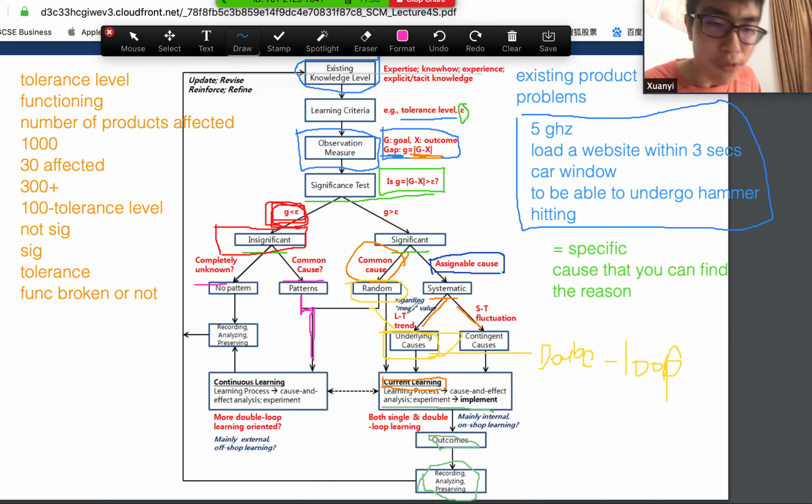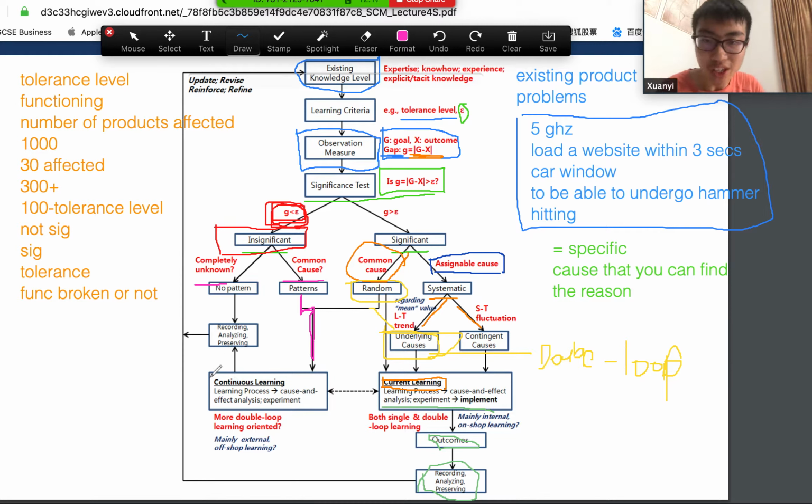So I discussed before that in a significant scenario, when the problem is more significant than your tolerance level, then you have to use both single and double loop learning, because sometimes random cause problems don't require double loop, but since it's significant, I would suggest double loop to be used. And here I will also say both single loop and double loop learning should be implemented.